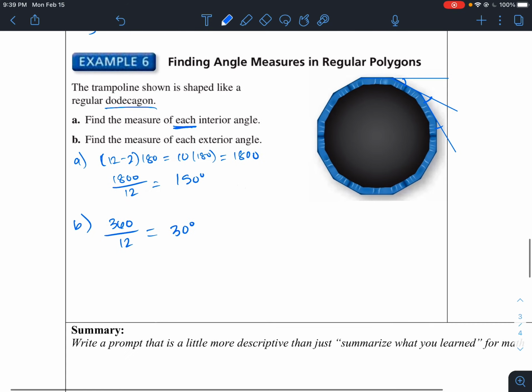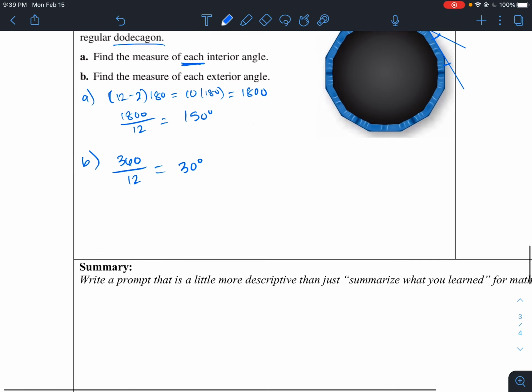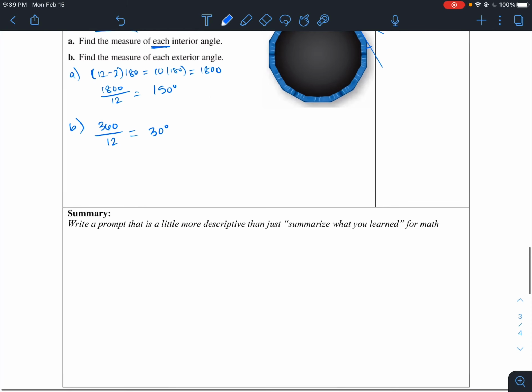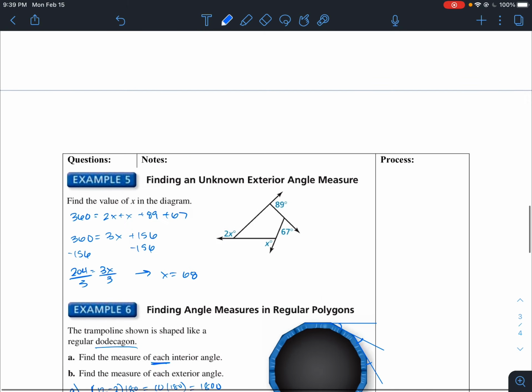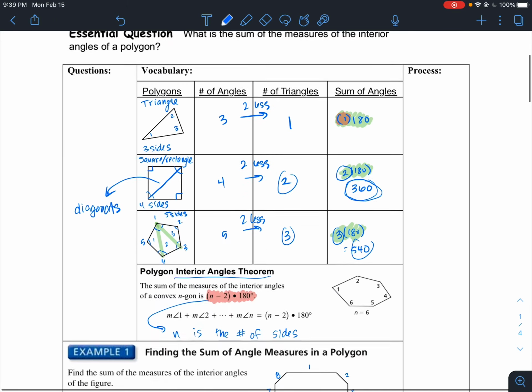Okay. So that should pretty much do it for this lesson. Really pretty simple, angles of polygons.